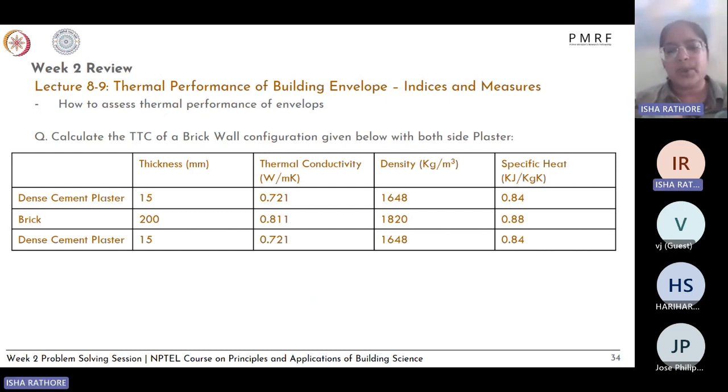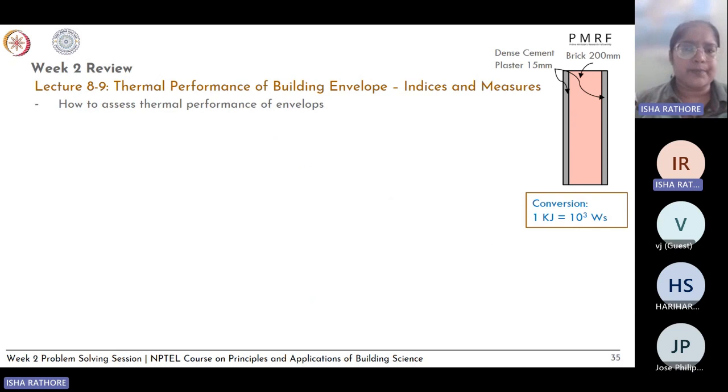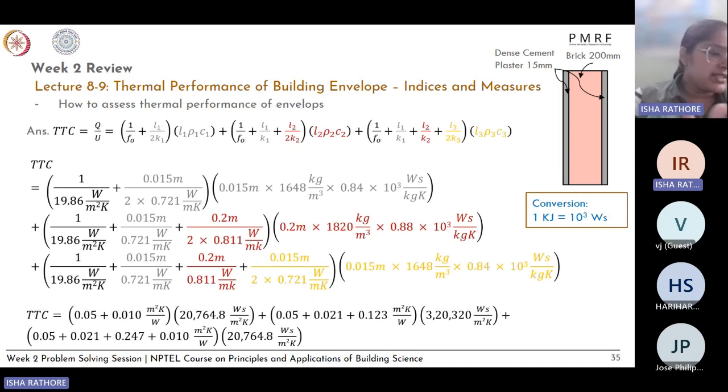It's a little tricky to solve this, so I will just go to the solution. So this is our brick wall which we see. Then TTC is calculated as Q by U. If you know the heat stored, you can directly divide it by U. But since we don't know the Q value, we are going to solve it using the outside film coefficient plus the properties of each of the layers: thickness, density, conductivity, and specific heat.